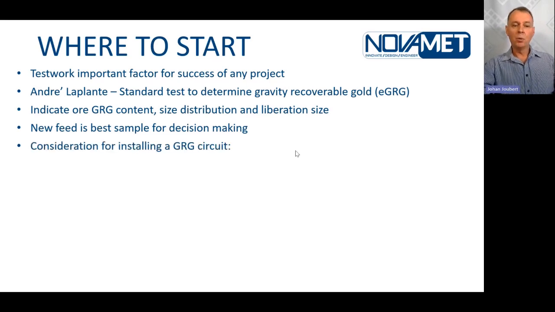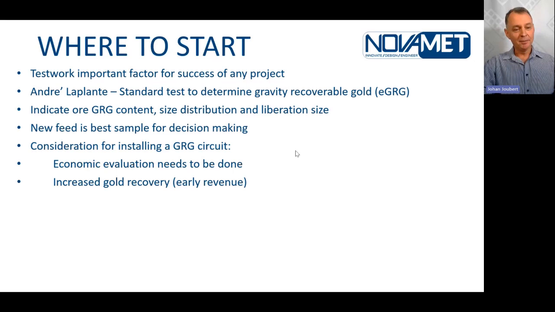Things you need to consider when you want to install a gravity circuit. The first thing is an economic evaluation. Now, this is quite important to decide if your project is actually feasible or not. There's a very rough rule of thumb in the industry which says 25%: if you have less than 25% of GRG and it's in the fine fraction, then your project is not feasible. But don't go with that. Do this economic evaluation.